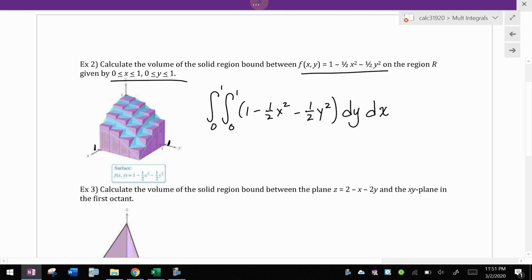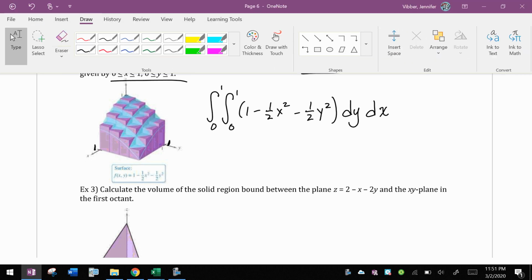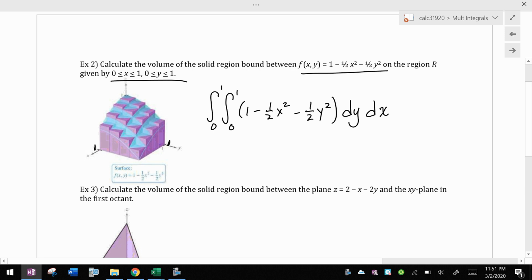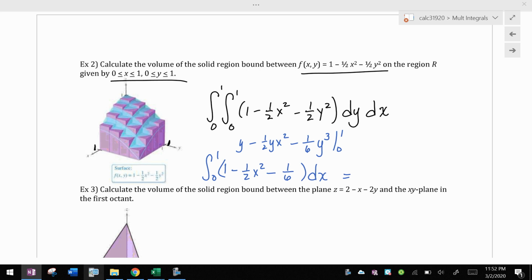And then we're going to integrate it. So let's integrate it with respect to y first, that makes it y minus 1/2 yx squared minus 1/6 y cubed from 0 to 1. And then if I plug in 1 for y, I have 1 minus 1/2 x squared minus 1/6. And then I'm integrating that with respect to x. And unless I tell you otherwise, once you get down to a single integral, please feel free to put it in your calculator.